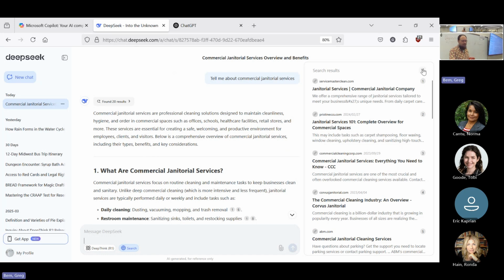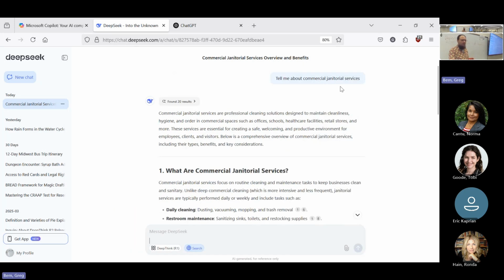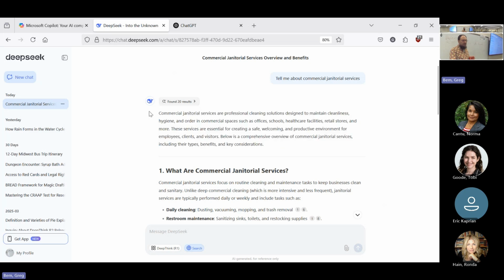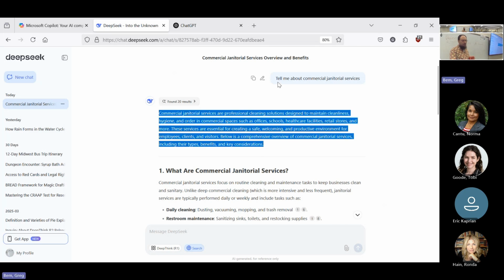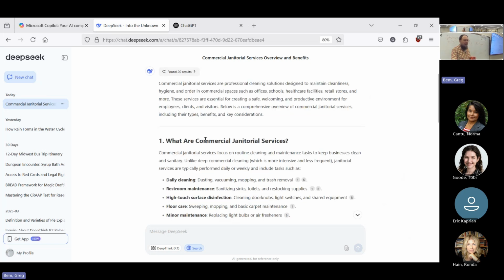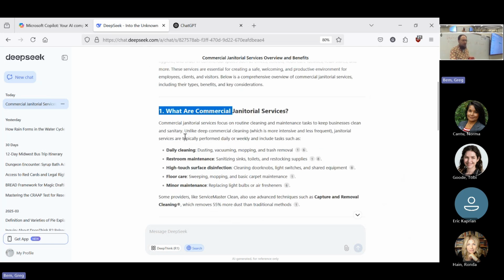How does it find the websites? I do not know. I'm sure you could probably find out more information about how the search system works. But it does go on the internet, it searches a variety of websites, and then it provides basic information. So we didn't really have a very specific question. We just want to know generally about commercial janitorial services. So it provides examples and what that means, and then it goes into a deeper dive.